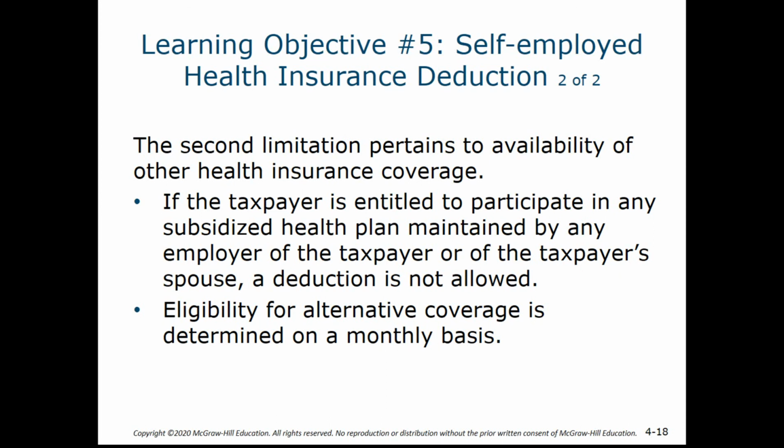A second limitation to the health insurance deduction for self-employed is that if the taxpayer is entitled to participate in any subsidized health plan maintained by an employer, for example, as I said earlier, the spouse of a taxpayer, the deduction is no longer allowed. This determination of whether or not there is alternative coverage is, however, made on a monthly basis. So we could prorate this for the year based on the portion of the year we had alternative coverage versus the portion of the year that we did not have alternative coverage.